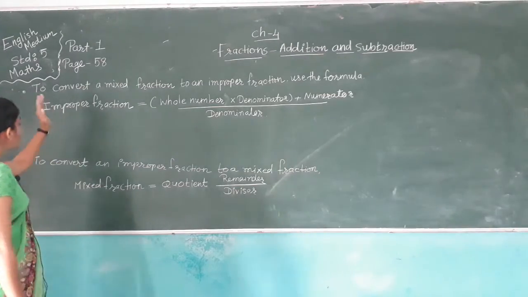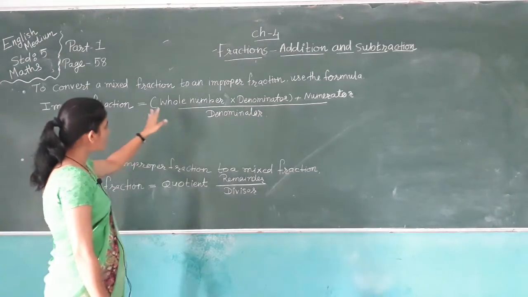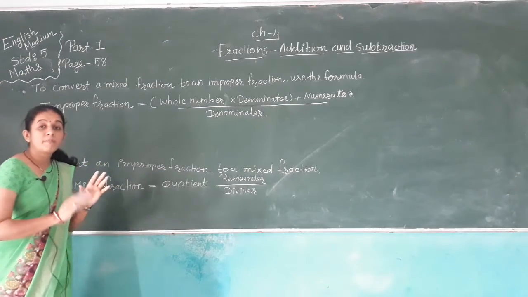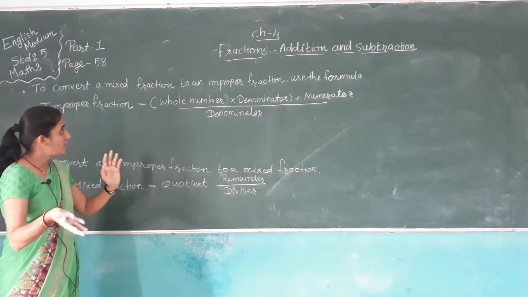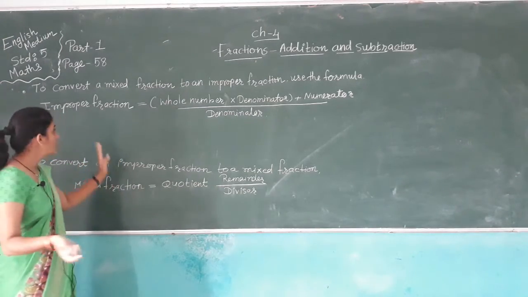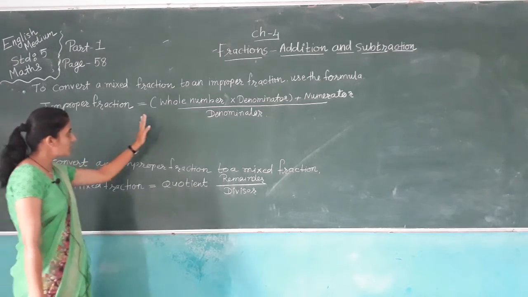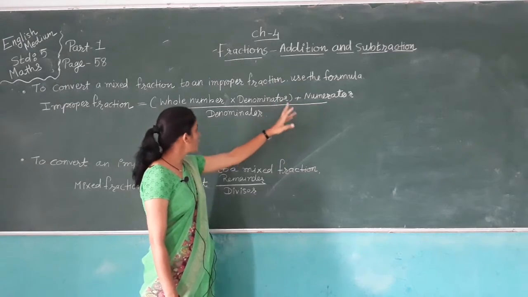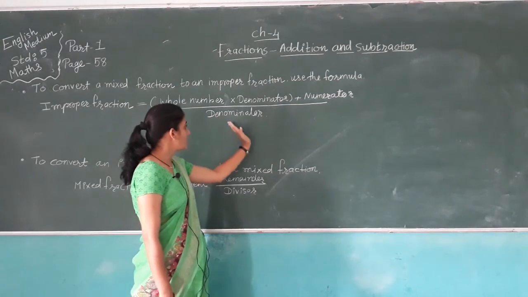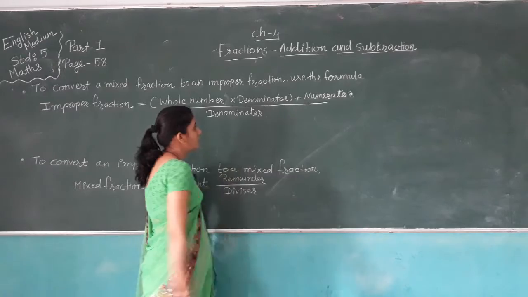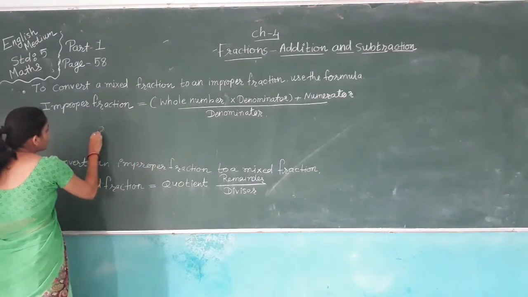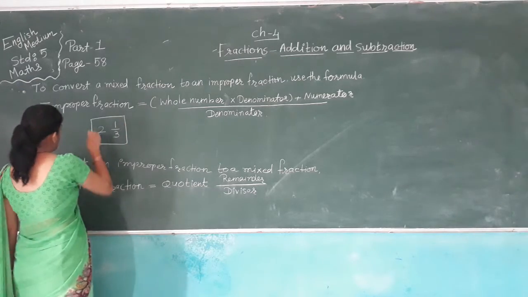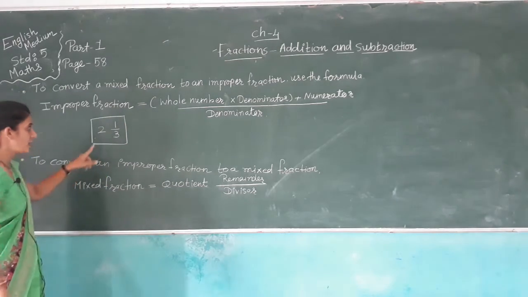Now next one. To convert a mixed fraction to an improper fraction, use the formula. How to convert it? Look here: improper fraction is equal to whole number multiplied by denominator plus numerator, divided by denominator. Look here, 2 and 1 out of 3. This is called a mixed fraction.